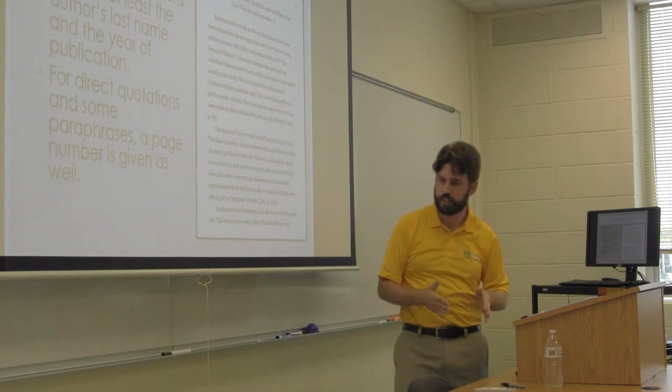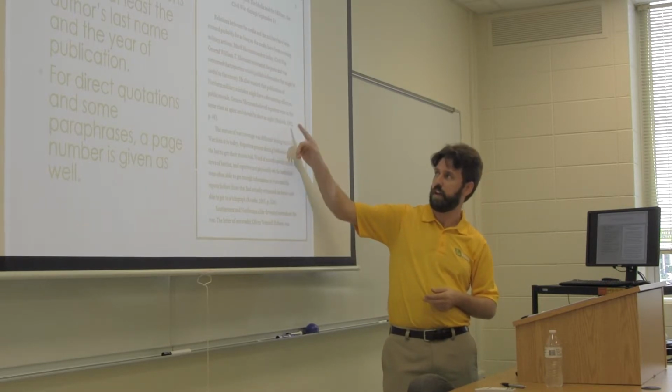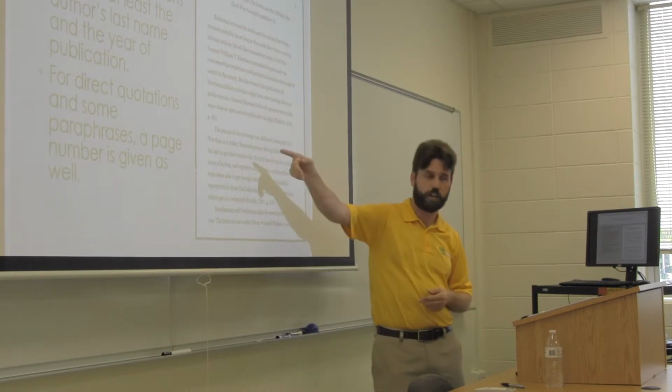So when you're using in-text citation, there are typically three things that you have to have: last name, year of publication, and then the page number.